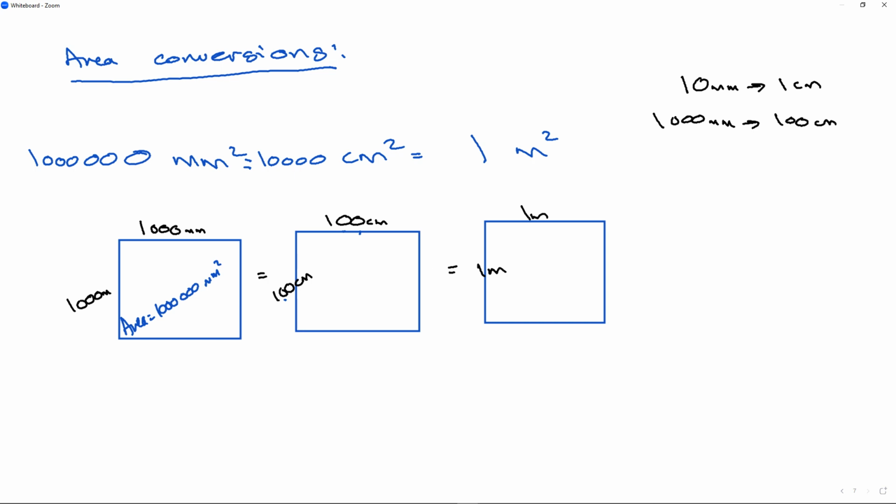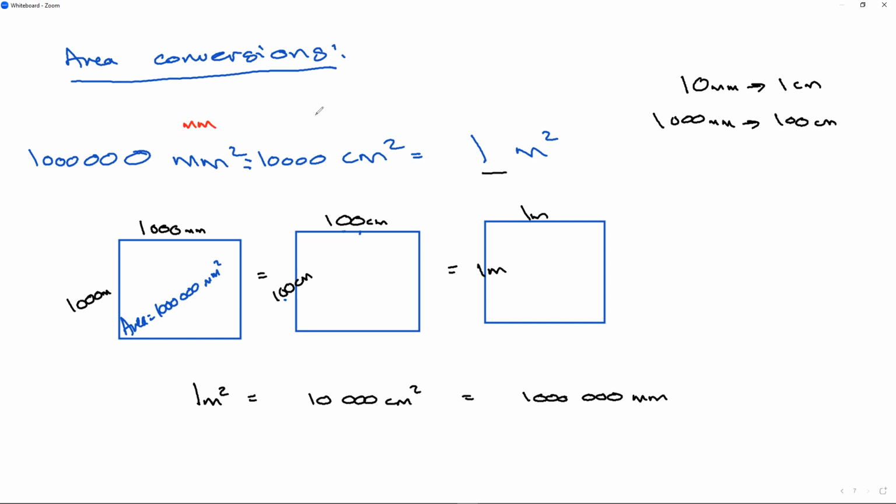So let me just write that in a neater form. We basically have 1 meter squared is equal to 10,000 centimeters squared, which is equal to 1,000,000 millimeters squared. Now we have to go back to the concept of meters and centimeters, and see how these were related to each other. We did put it the other way around.